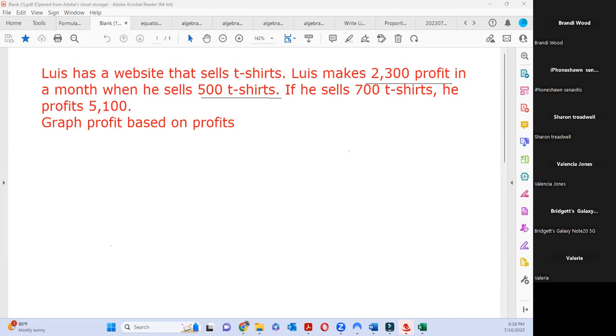So the first thing you must identify is, if they're asking for slope, how many points do you need? Two. So your first point is going to be 500, 2,300. X is the number of t-shirts, Y is your profit. They didn't say anything about the slope. They want you to figure out the slope. You don't have a graph, and you don't have an equation. You have to understand what ways we have gone over to find the slope.